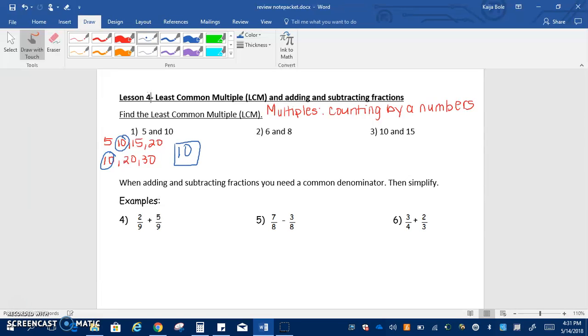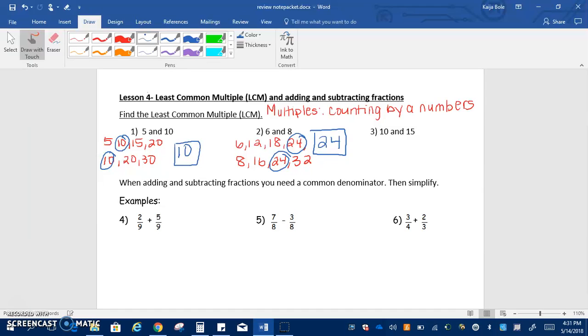If we're looking at 6 and 8, if we start listing multiples of 6, let's see, we have 6, 12, 18, 24, and we could keep going, but we can probably stop there. 8, I have 8, 16, 24, 32. We can see here I've hit a smallest one that they share, which would be 24. So that means our LCM is 24.